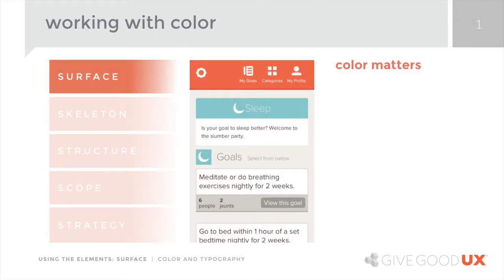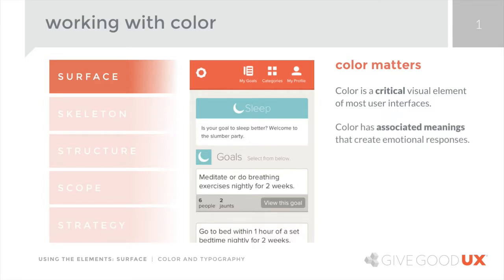Two of the most obvious components of what we see on the surface are color and typography. And let's start with color. Color matters. Color is a critical visual element of most user interfaces. And that's because color has associated meanings that create emotional responses.